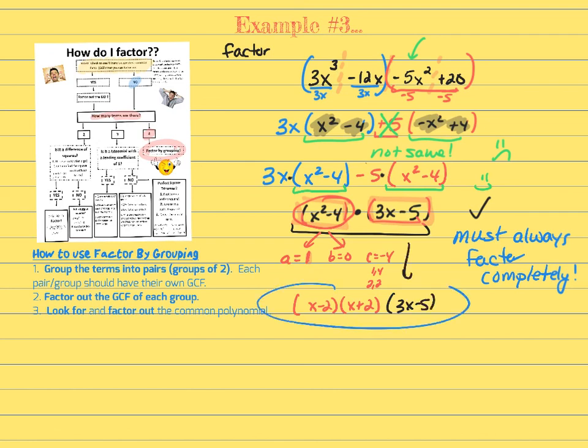So on this problem, this is our final answer because, again, x squared minus 4 could factor completely. And that starts to summarize factor by grouping. We will work on the summary in class.